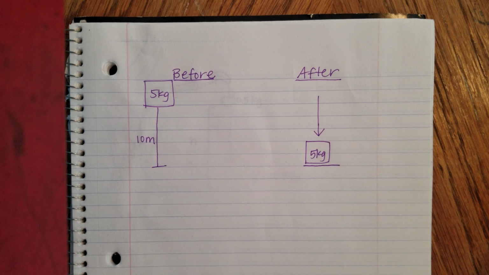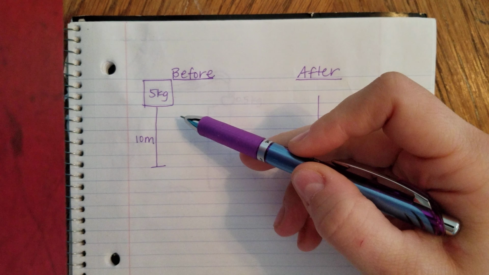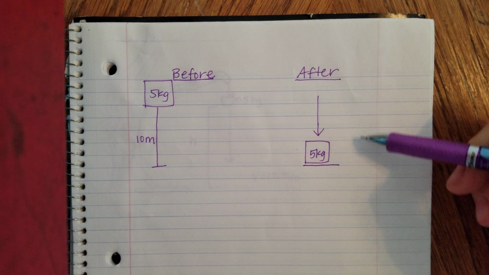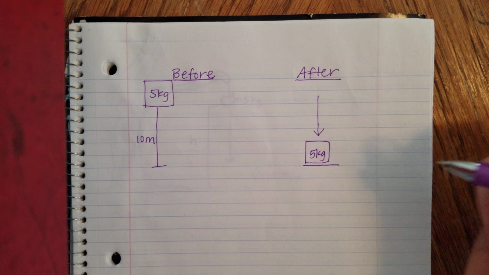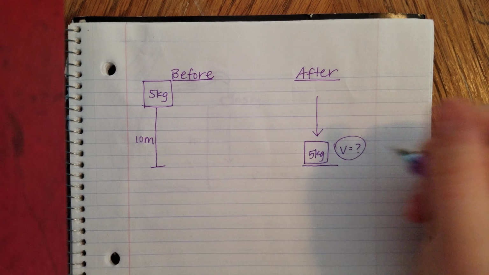Let's look at the first problem on slide 11. So we have a 5 kilogram block sitting 10 meters above the earth. It is then going to fall to the ground. And what we want to know is, what is the velocity at this point?